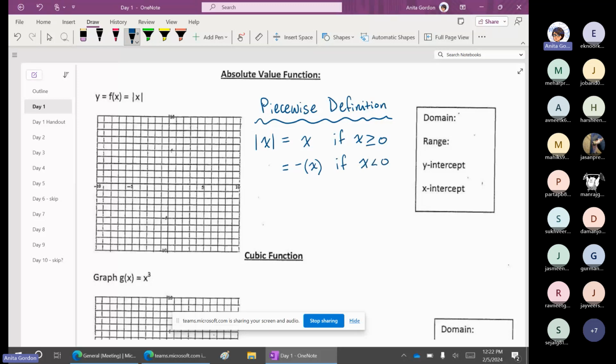And basically what this is saying is when you come outside of the straight brackets, your answer will always be positive.